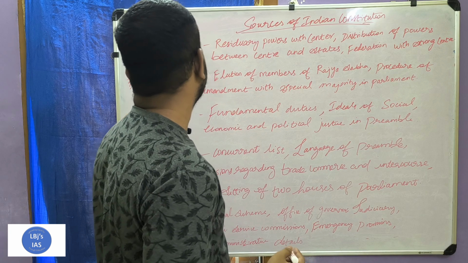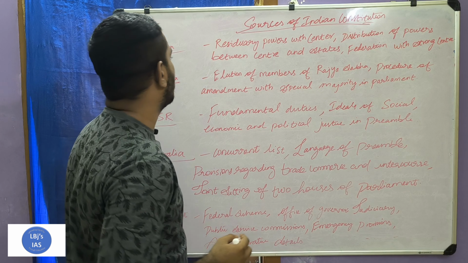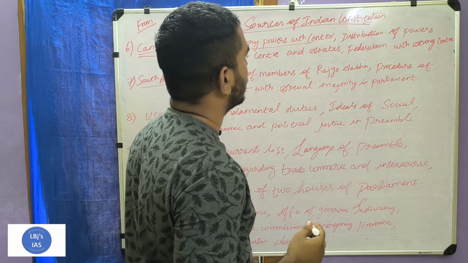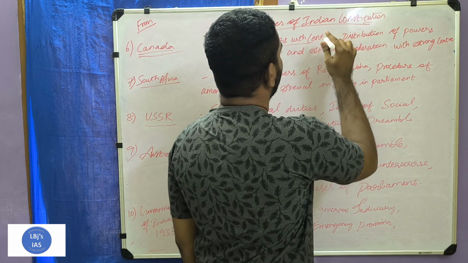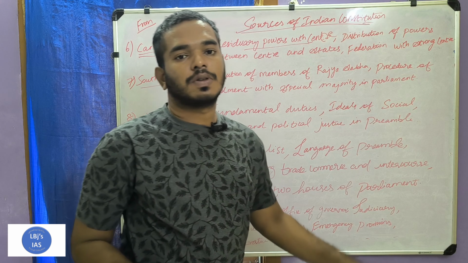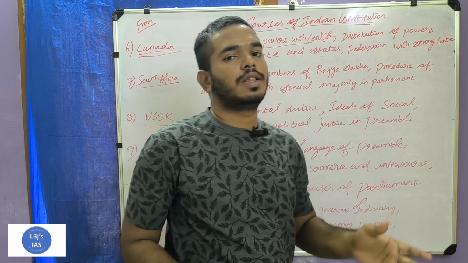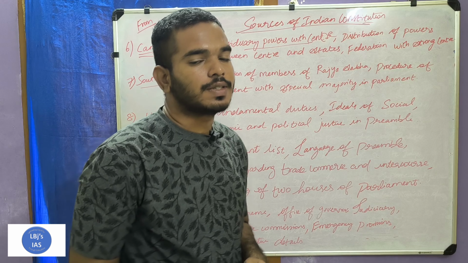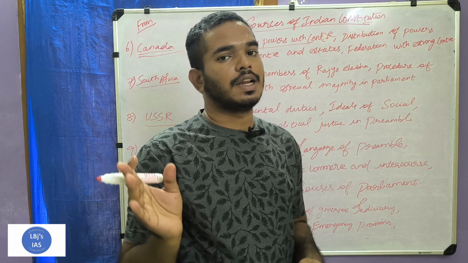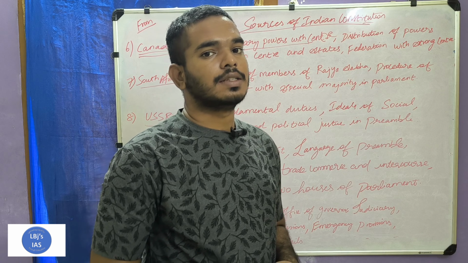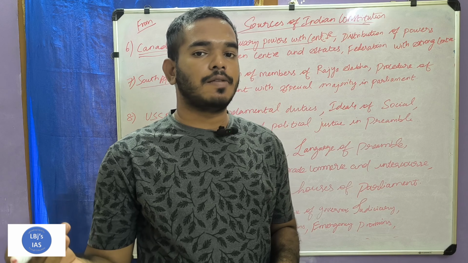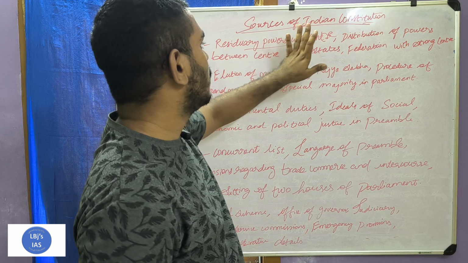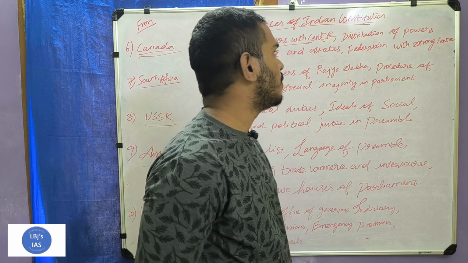The next thing that we are going to see is provisions that were drawn from the Canadian Constitution. Residuary powers with the center. So the residuary powers are also with the central government. As we know, subjects are classified into three types. One is the union list, second is the state list, and third is the concurrent list. Apart from these three lists, there will be residuary power. That residuary power also rests with the central government.